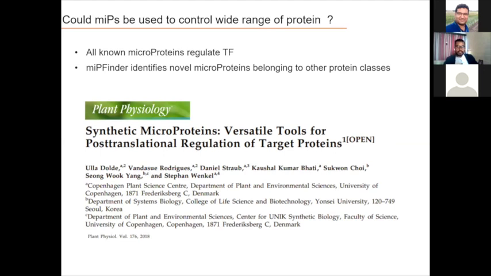They are naturally occurring microproteins that regulate transcription factors, and they are well known, as I described in the previous slide. But is there any way we can control diverse proteins using microprotein as a tool to control protein functionality? And this paper in Plant Phase demonstrates how you can design a synthetic microprotein and target your protein of interest to use as a tool.